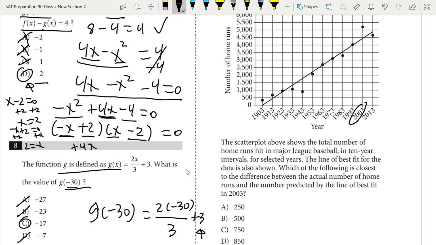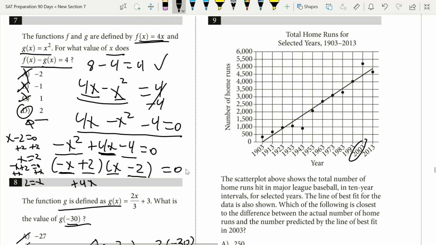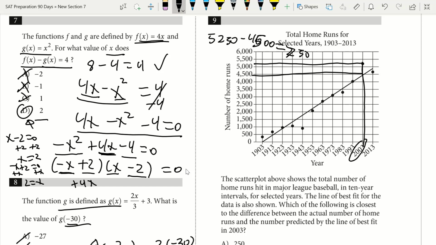Okay, well, anytime that I'm asked for a specific year, I'm going to draw that line up. Now, I know I was asked for the difference between my actual number and my predicted number by the line of best fit. The line of best fit here predicted 4,500, and my actual number would appear to be about 5,250. So that difference there is going to be 5,250 minus 4,500, which is about 750. So that's going to be about 750.